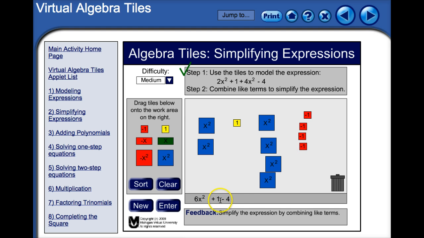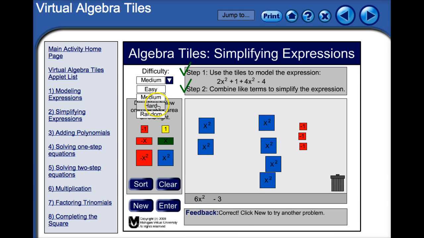Okay, and I can see that at the bottom here I've got 6x squareds in total, and plus 1 minus 4. So what does plus 1 minus 4 make? Well, if I combine this negative 1 and plus 1 together, they cancel out, so I get 6x squared minus 3. So if I simplify this by collecting together like terms, I get 6x squared and then minus 3. So I can model it with the algebra tiles.